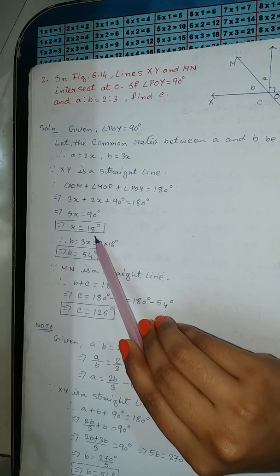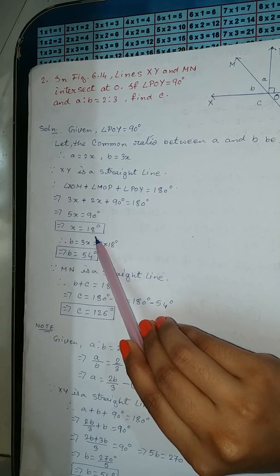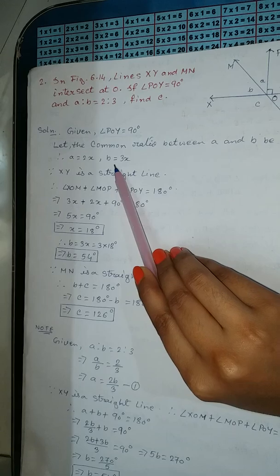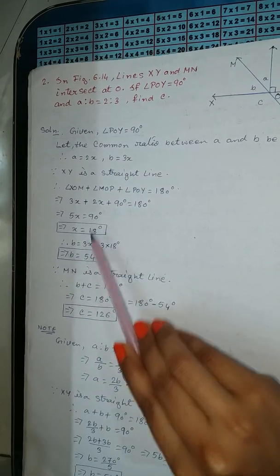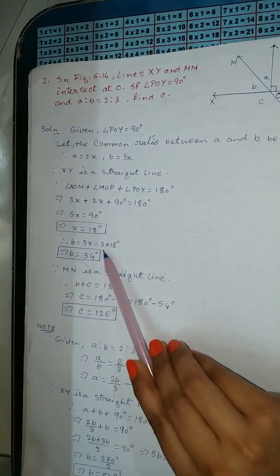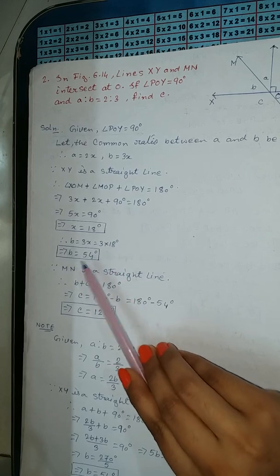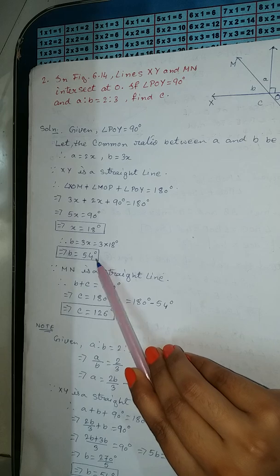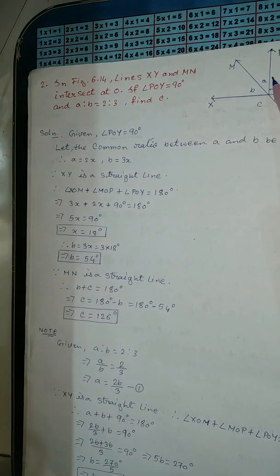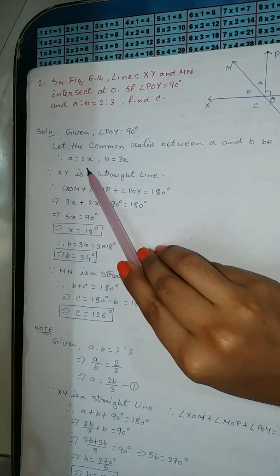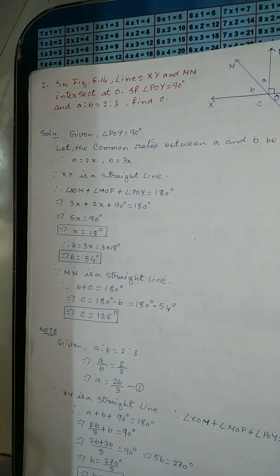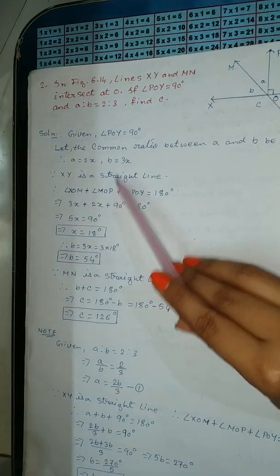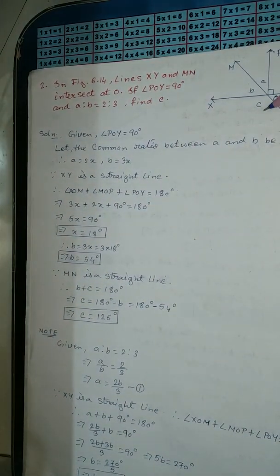Since we got the value of x, we can now get the value of b. So b is equal to how much? 3x. Multiply the value of x with 3 and we get the value of b as 54 degrees. You can also take out the value of a from this particular value, but right now we do not need it. We need the value of c, which is right over here.